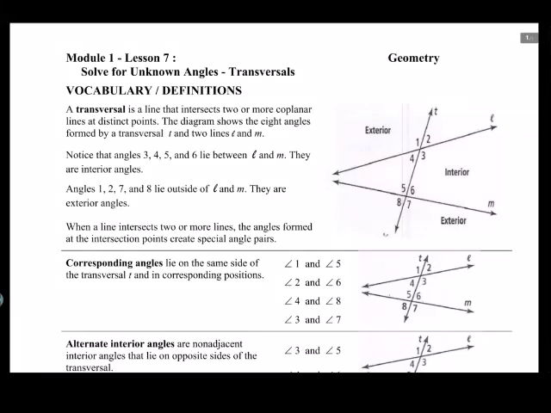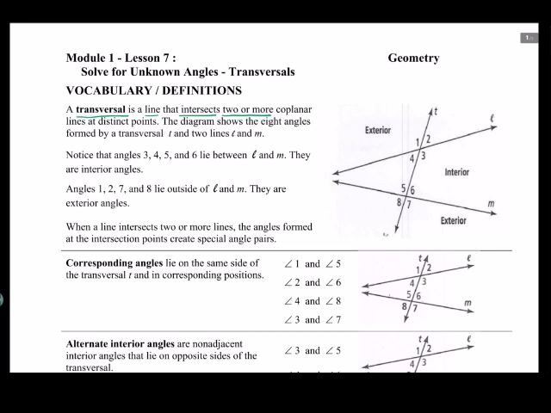Module 1, Lesson 7, Solve for Unknown Angles, Transversals. Now we start off here with some vocabulary. A transversal is a line that intersects two or more coplanar lines, and it intersects at distinct points.